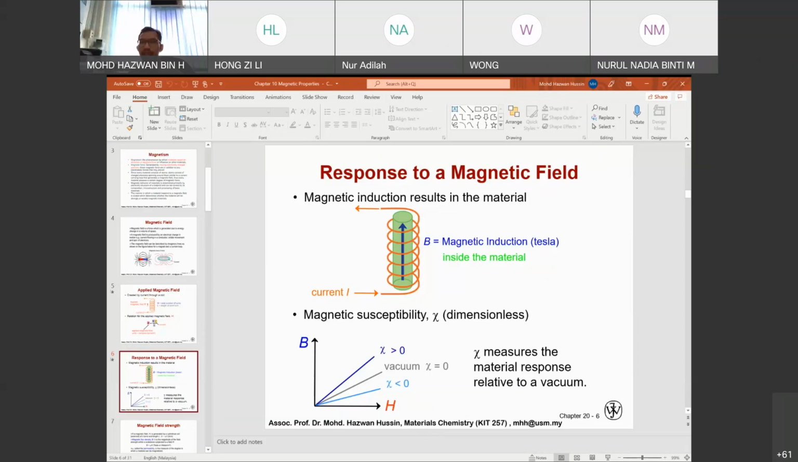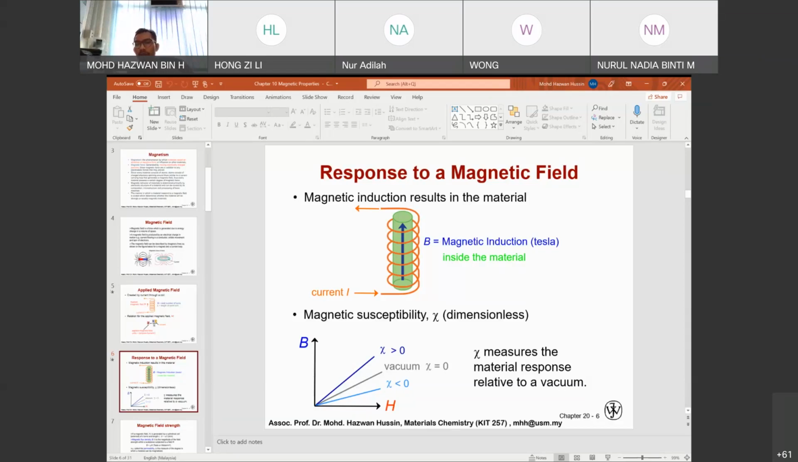And magnetic induction results by the materials, or sometimes we call it B. The magnetic induction is actually a result of the magnetic field produced from the applied current. So when you have the applied magnetic field, what happens is that it will actually create a so-called induction effect. This magnetic induction has a unit of Tesla, and obviously from the unit itself, you know that the magnetic induction has been well explained by Tesla.